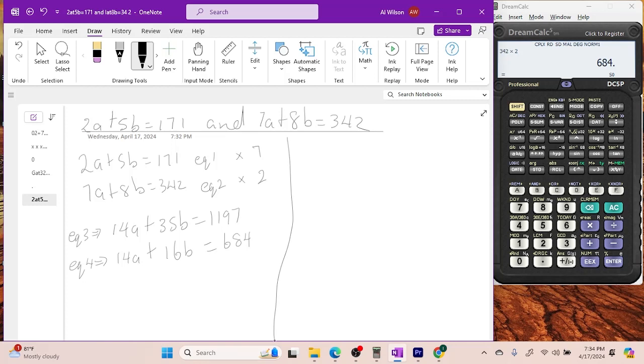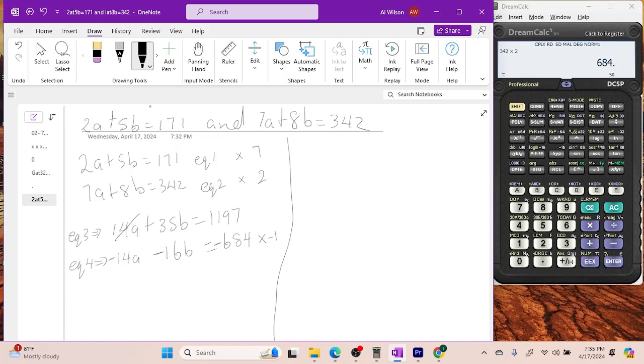From this, we still have one more problem. We still cannot cancel out. So for the bottom, we're going to multiply by -1. In doing so, we're changing all of these values. So this positive 14a is now negative 14a. This positive 16b is now negative 16b. So erase that and put a negative here. And here is now negative 684. So just like how we used 2 and 7 to multiply throughout for equation 1 and 2, we're using -1 to multiply throughout in equation 4.